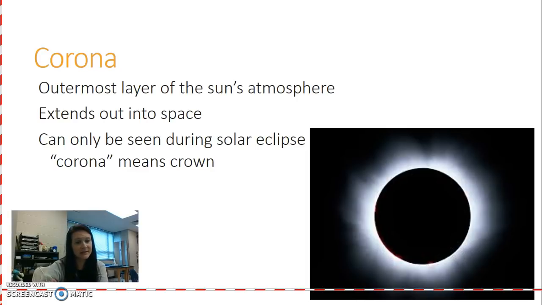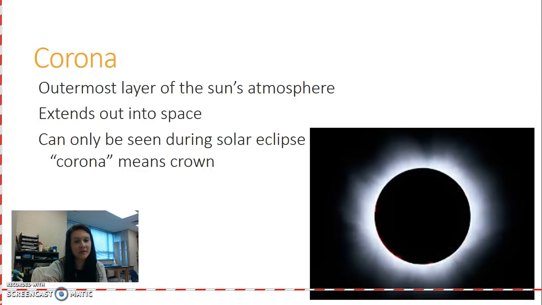Again, we can't see this unless it's during a total solar eclipse, and this is the one where it's the pretty kind of halo glowing around the sun. Another thing to know, maybe you didn't know this, corona means crown, so it kind of looks like the crown of the sun. That's where its name came from.